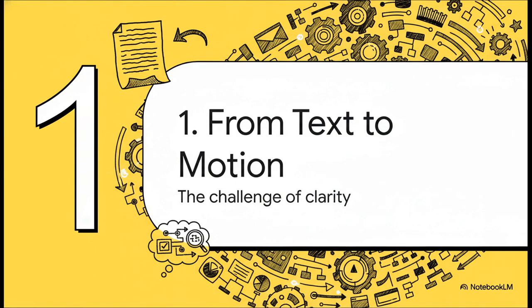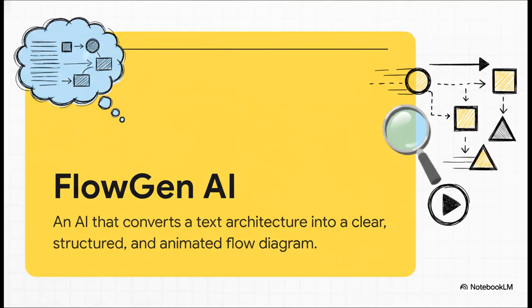All right, first up, let's talk about the big challenge this AI was built to solve. It's all about bridging that huge gap between a technical description on a page and a real intuitive grasp of how a system actually works. And here's the tool that makes it happen, Flow Gen AI. Its job is simple, but it's incredibly powerful. You give it a text description of pretty much any system architecture, and it automatically spits out a clean, professional, and, this is the key part, animated diagram. It's basically visualization on demand.